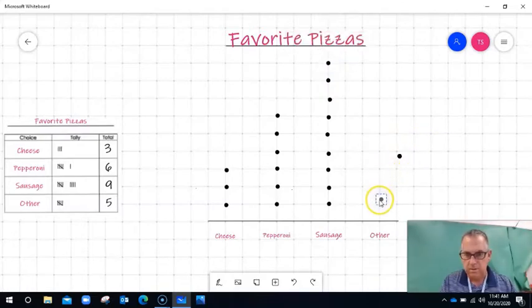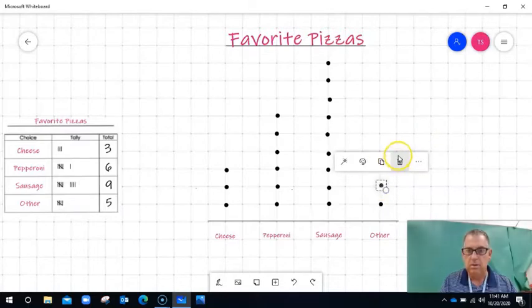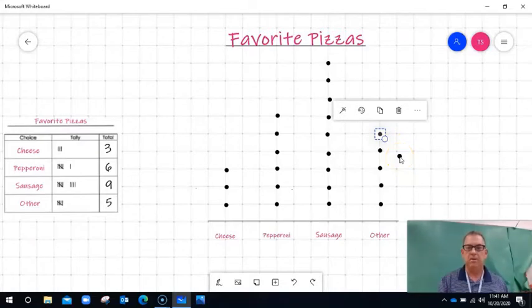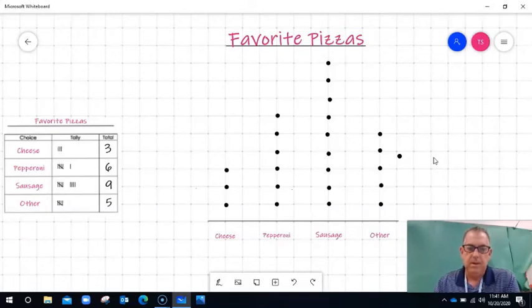So I was going to have 1, 2, 3, 4, and 5. And that's how you make a dot plot for your favorite types of pizza. Let's go ahead and look at the other problems.